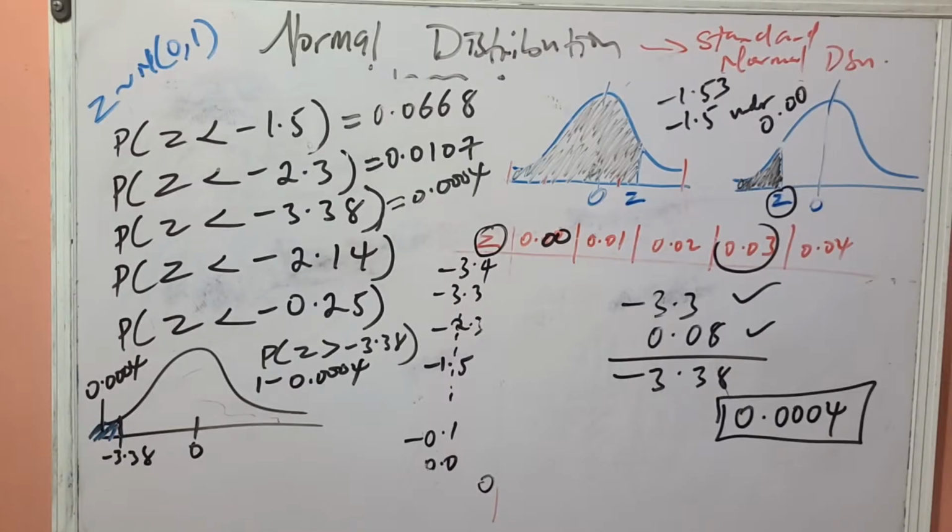Now, that's very nice. Thank you. I can see you guys are getting the answer. So let's go to the next one. That's probability of Z less than minus 2.14.